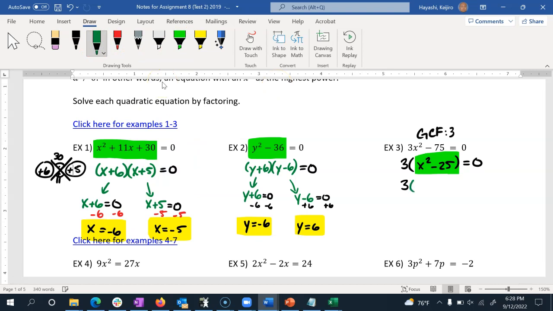And what 2 factors is that difference of 2 squares going to become? Okay, x minus 5 and x plus 5, or the other way around, it doesn't really matter. So you're going to take each of these factors, x minus 5 and x plus 5, and set them equal to 0.